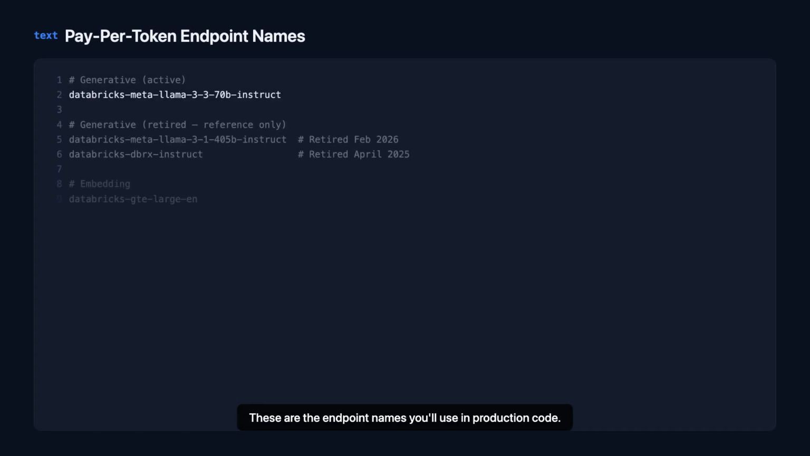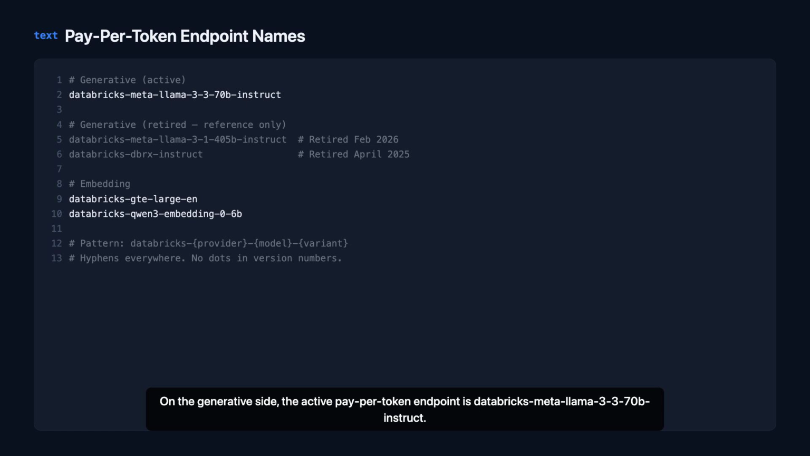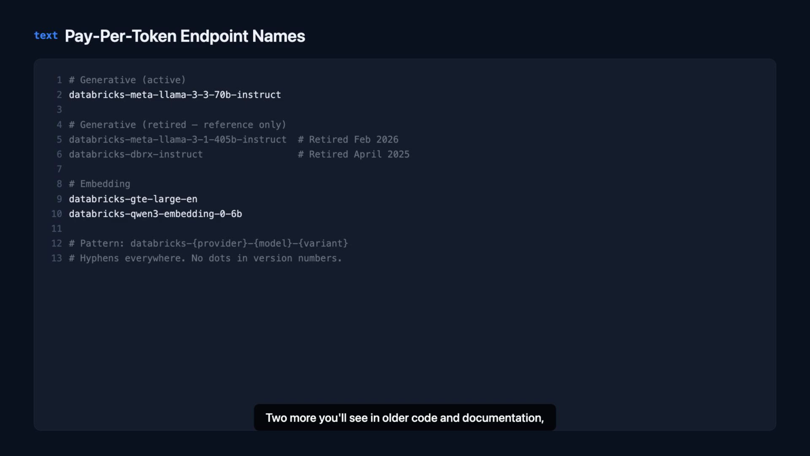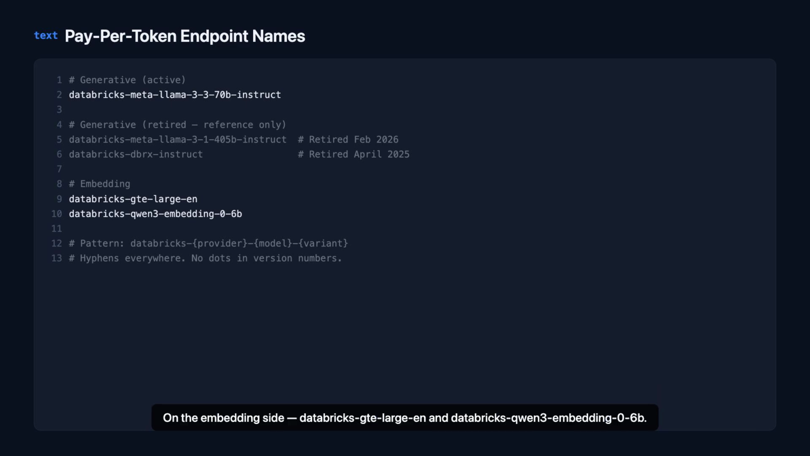These are the endpoint names you'll use in production code. Let's lock them in. On the generative side, the active pay per token endpoint is Databricks Meta Llama 3.3 70B Instruct. 2 more you'll see in older code and documentation, but should not call in production: Databricks DBRX Instruct, which was retired in April 2025, and Databricks Meta Llama 3.1 405B Instruct, retired in early 2026. On the embedding side, Databricks GTE Large N and Databricks Qwen 3 Embedding 0.6B.